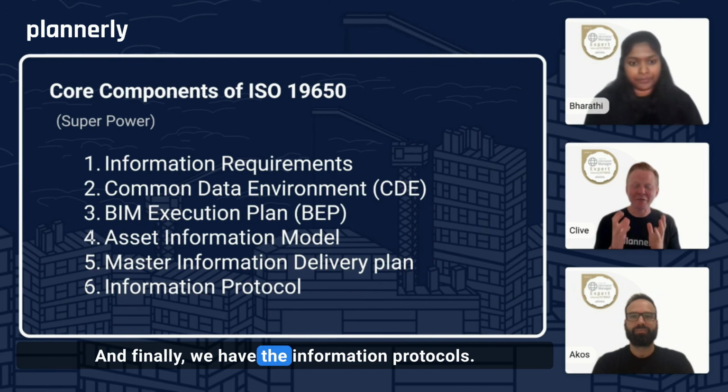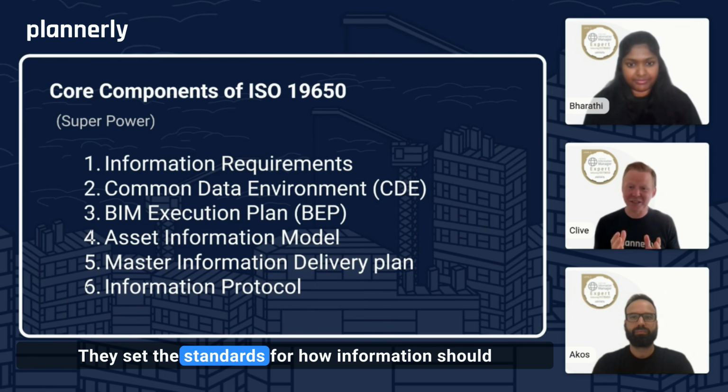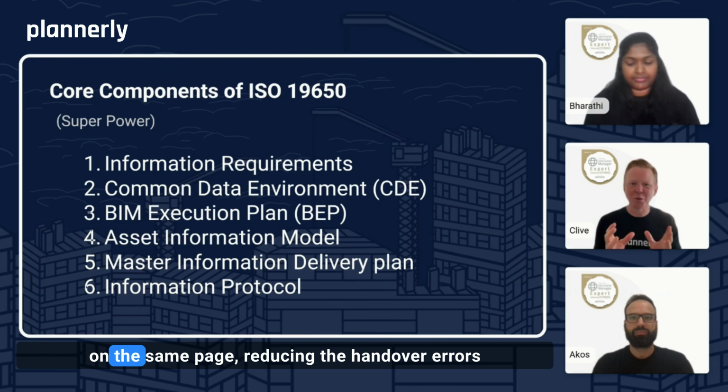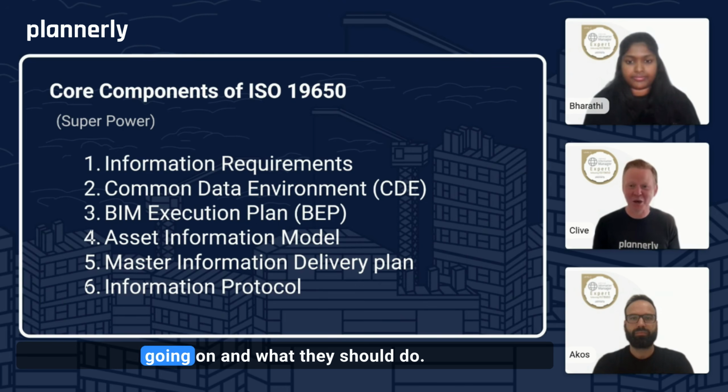And finally, we have the information protocols. These are like your rule book. They set the standards for how information should be shared and managed, and it keeps everyone on the same page, reducing the handover errors and rework that happen when nobody knows what's going on and what they should do.